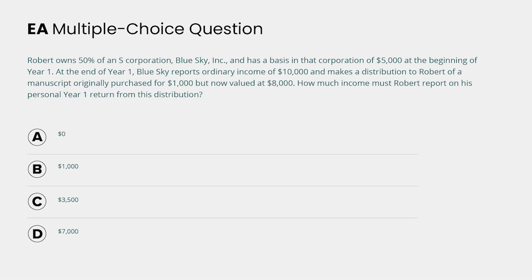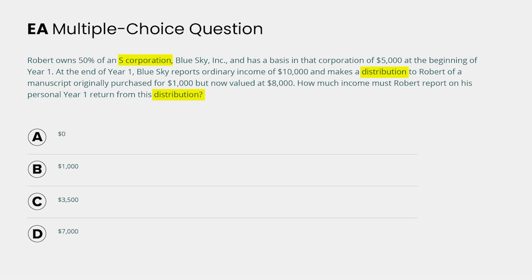So this question is dealing with S corporations. Further, it's also dealing with distributions. We're told that Blue Sky makes a distribution to Robert of this manuscript. And the question's asking, how much income must Robert report with respect to the distribution? Now, when it comes to distributions, C corporations and S corporations have some overlap in rules. The first step is always to consider the consequences of the corporation.